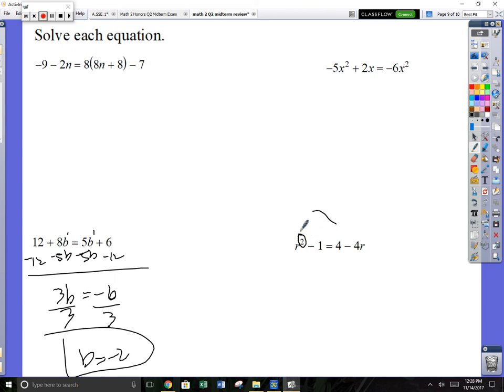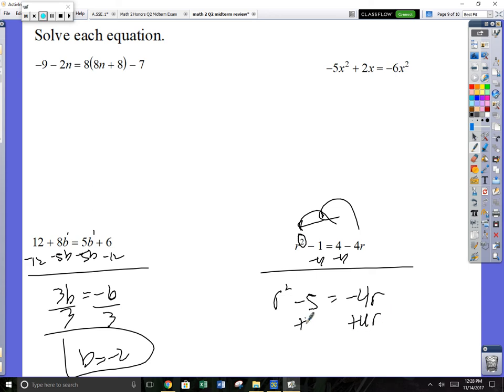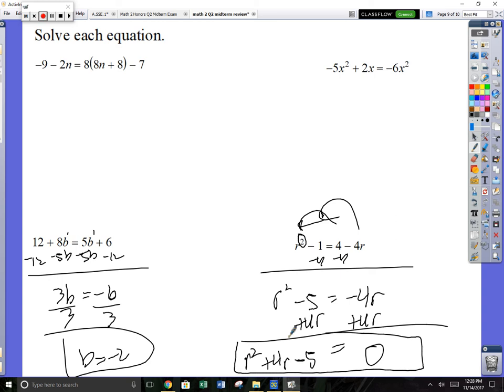Get everything on one side. Let's move all this over to the left. So I'm going to minus 4, so I got r squared minus 5 equals negative 4r. So let's plus 4r on both sides. Now on the left side, there's no like terms. So we're going to go r squared plus 4r minus 5.